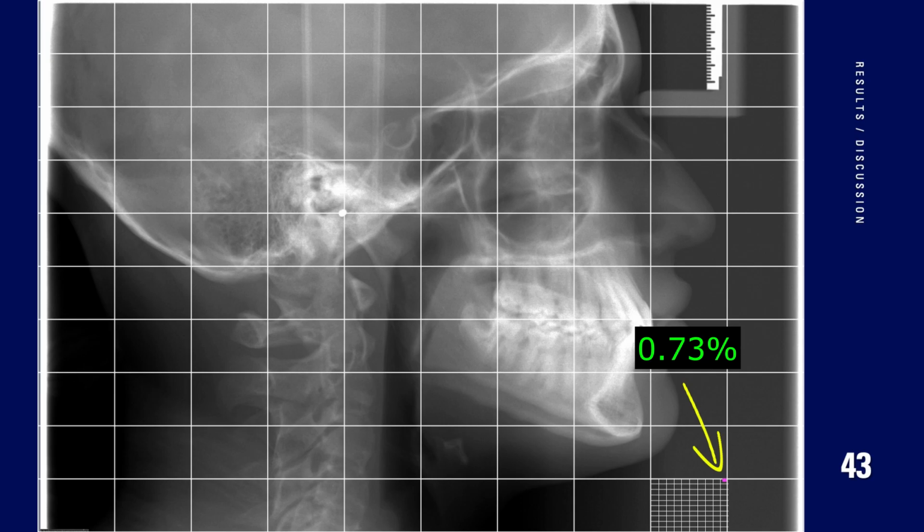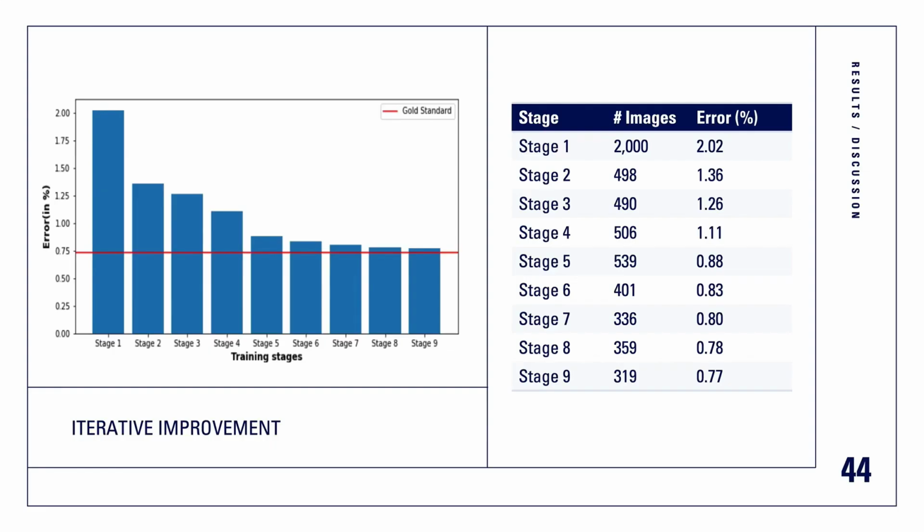Next, we'll look through how error decreased throughout the iterative training process. Error measured in percentage of the image area decreased with each training stage. Error started at 2.02% in stage 1 and decreased to 0.77% by stage 9. Following the initial set of training, similarly sized training sets were used for each subsequent stage. However, improvement was notably more substantial between earlier training stages and later training stages.